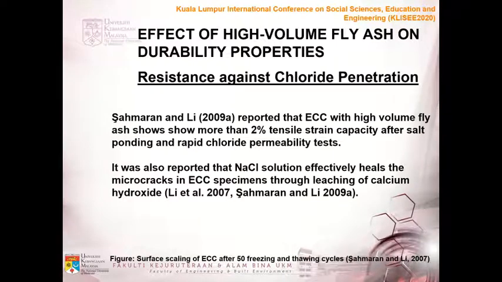Then resistance against chloride penetration. Sahmaran and Lee again in 2009 reported that ECC with high volume fly ash shows more than 2% tensile strain capacity after salt ponding and rapid chloride permeability test. It was also reported that sodium chloride solution effectively heals the microcracks in ECC specimens through leaching of calcium hydroxide. This is also reported by Lee et al. in 2007.